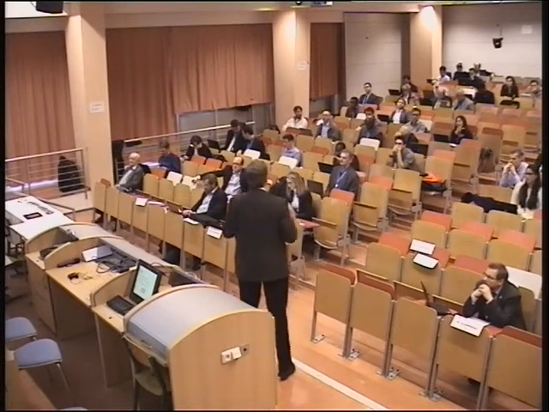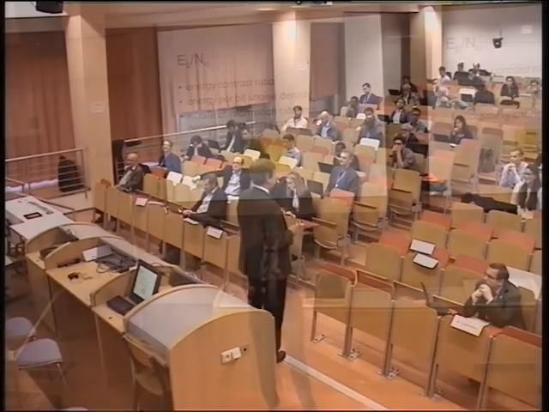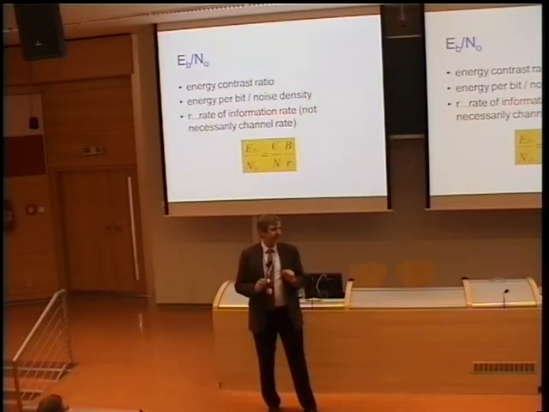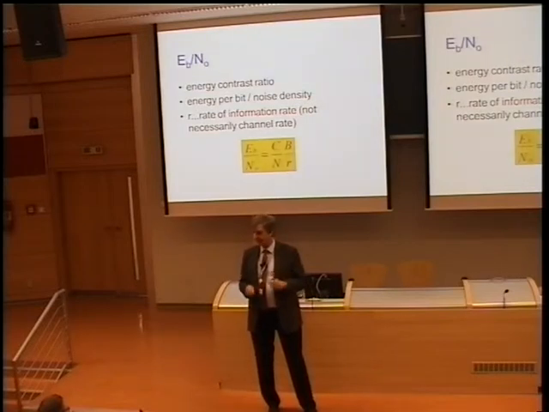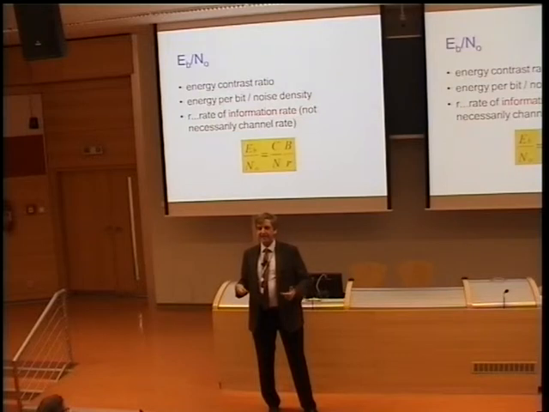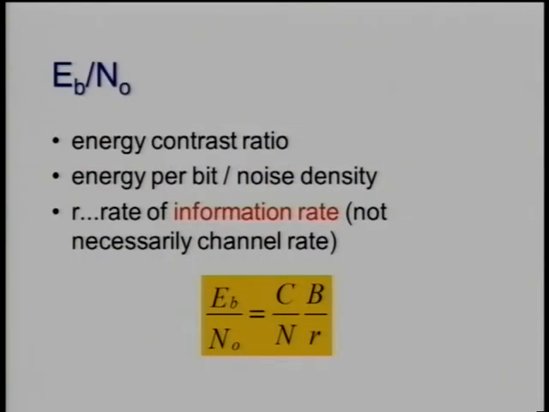we must avoid comparing apples and pears. In an uncoded system, the information rate and the bandwidth on the channel are the same. However, when we add redundancy by forward error correction coding, then the information rate and the channel rate are different. For instance, if for every bit I add a redundant bit, I have twice as many bits on the channel as information bits. And in order to compare performance, I have to normalize.